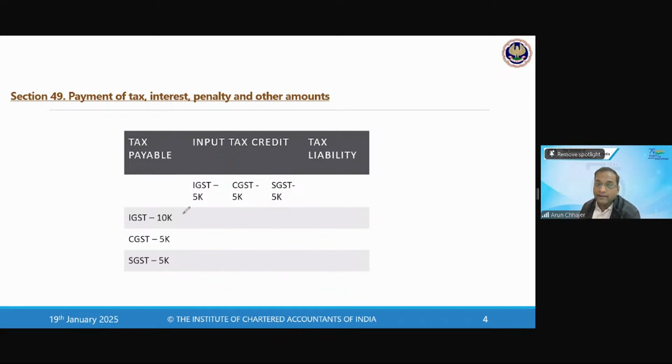Now, tell me which liability I need to pay in cash, and what would be the closing balance of input tax credit? कौन सा हेड का लाइबिलिटी आई नीड टू पे इन कैश, एंड व्हाट वुड बी द क्लोजिंग बैलेंस?